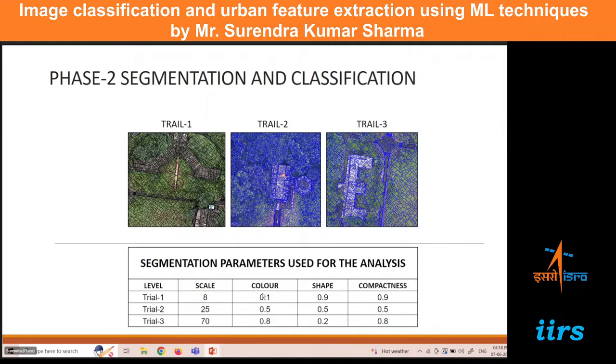We took 8, 25, 70 and color values. Here, color and shape are interrelated. If you give 0.8 to the color, that means you are giving more importance to the color feature of the image. And if you take a higher value for shape, that means you are giving more importance to the shape. By trial and error, we found that trial 3 gave us the optimized values.